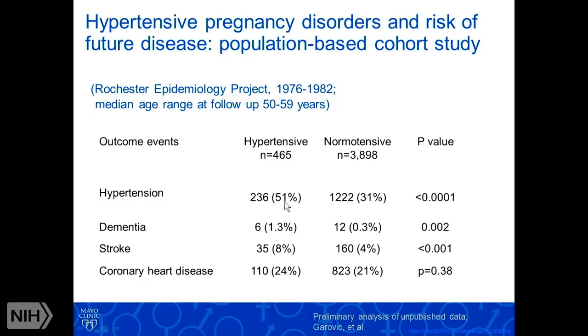Those women many years later had a significant increase in hypertension, a significant increase in reported dementia and stroke, but not coronary heart disease. You might say that this is because these women were too young to have coronary heart disease, or that the codes may not have differentiated the particular types of coronary heart disease, or more importantly, there might be different etiologies between the two.